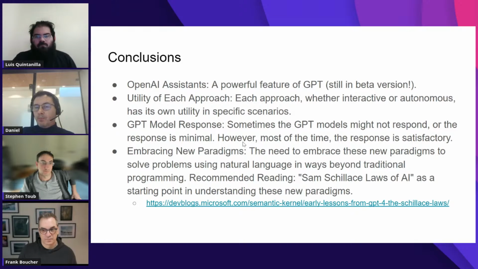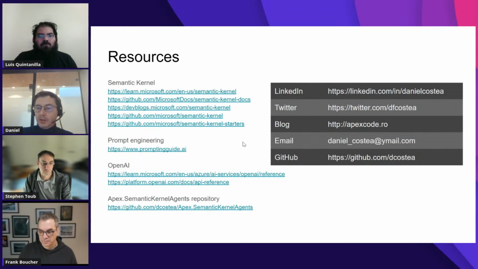And don't stop reprogramming your model. Read about Asimov's laws of AI, because we have to get used to this non-deterministic way of solving problems. We cannot expect the same response all the time, not even a positive one. So yeah, we need to adapt.